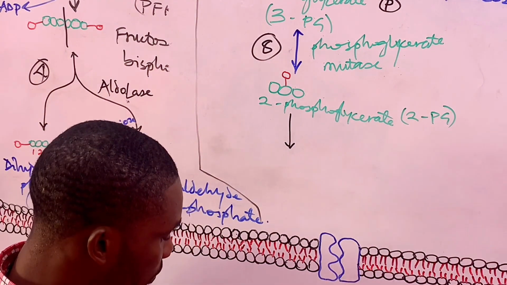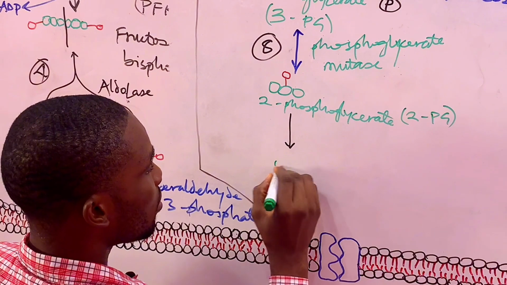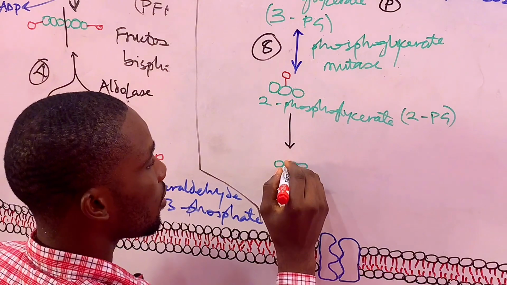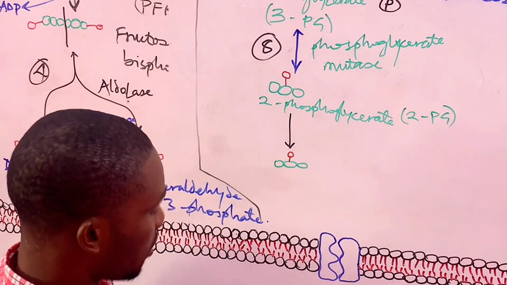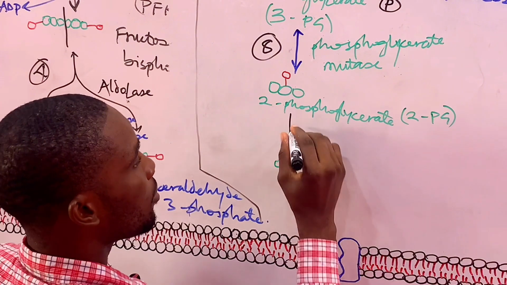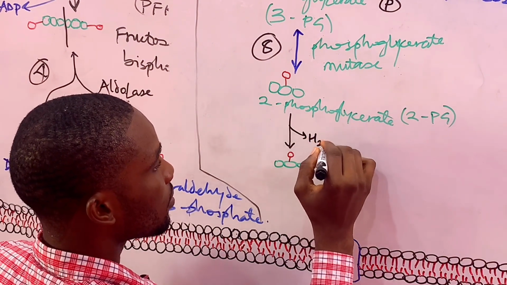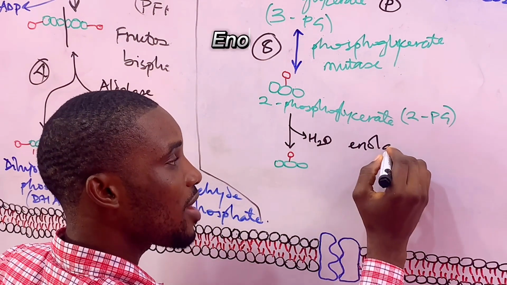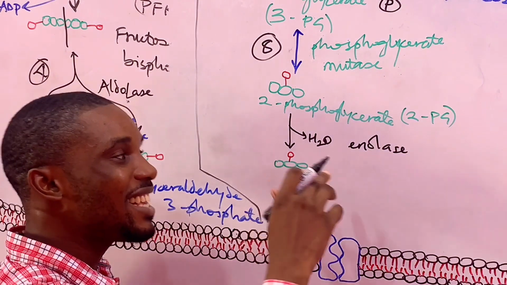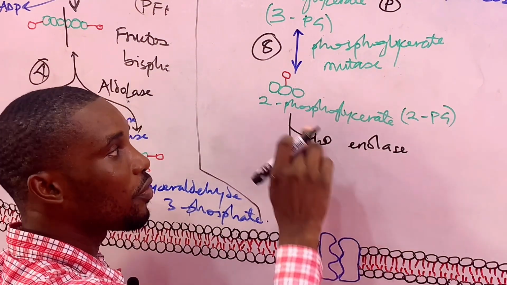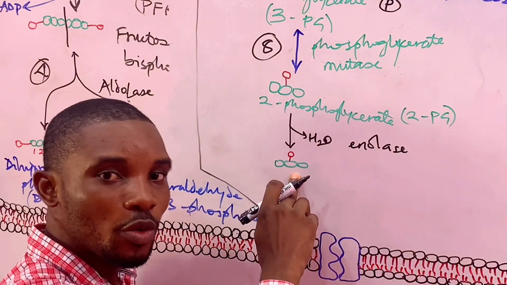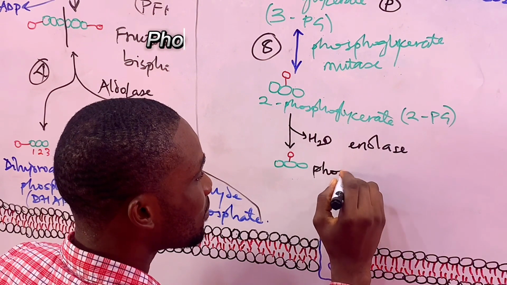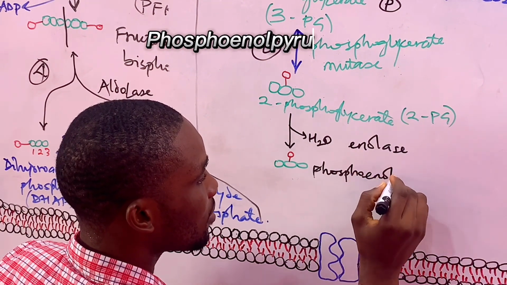So the 2-phosphoglycerate will be dehydrated. A water molecule is removed from 2-phosphoglycerate. So we want to remove water. What's the name of this enzyme that does this? Enolase. Have you heard of the name? Enolase is the enzyme that removes a water molecule from 2-phosphoglycerate to form something called what? Phosphoenolpyruvate. Okay, so phosphoenolpyruvate.